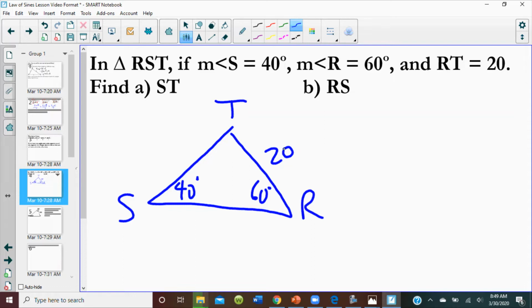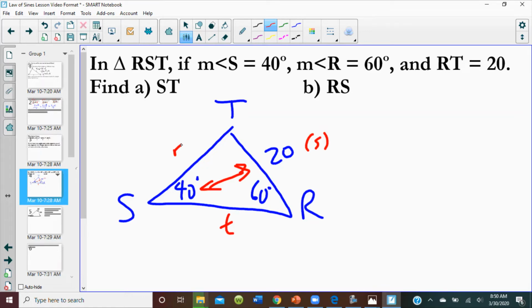Well, we want to find ST and RS. So the first thing we want to do is ask, can we use the law of sines? The key thing for the law of sines is if you know an angle measure in a triangle and the side opposite, so they're facing each other like mirrors, we can use the law of sines. So here, this would be considered lowercase s, this would be lowercase t, and this is lowercase r. So ST is going to be the measure of the side opposite angle R.